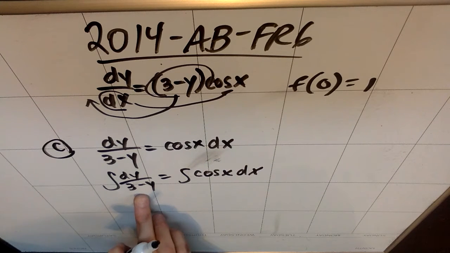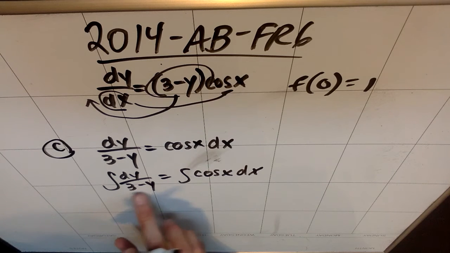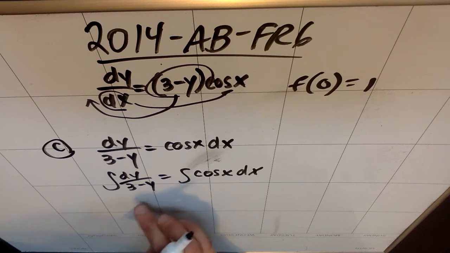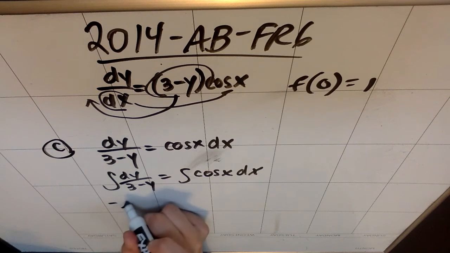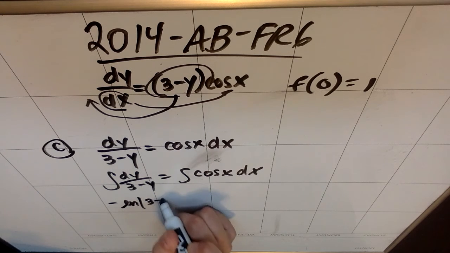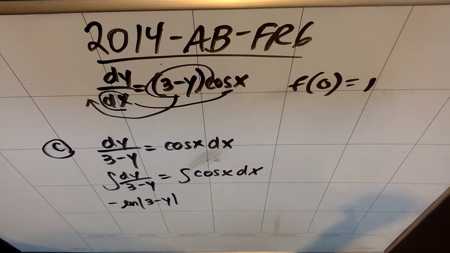If you do this natural log, because it is a natural log, notice that your u technically, if you're doing u sub, it has a negative in it, right? So your u would be 3 minus y, which means that your du would have a negative. So when you integrate this, you're going to get the negative natural log of the absolute value of 3 minus y. So just be on the lookout for that negative.